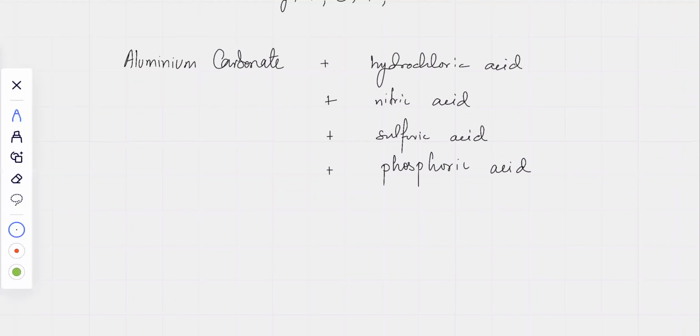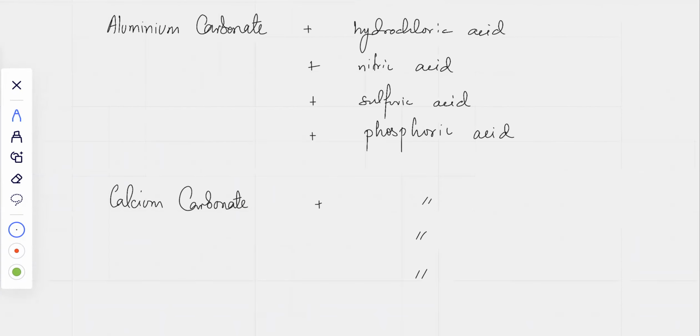And the same for calcium carbonate. And whenever you get stuck, ask me a question.